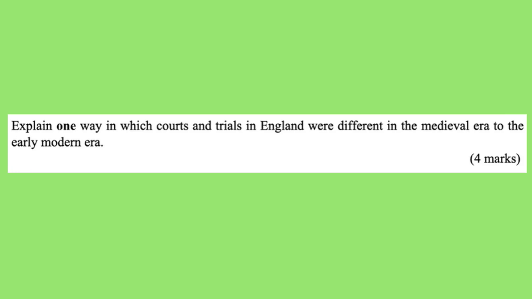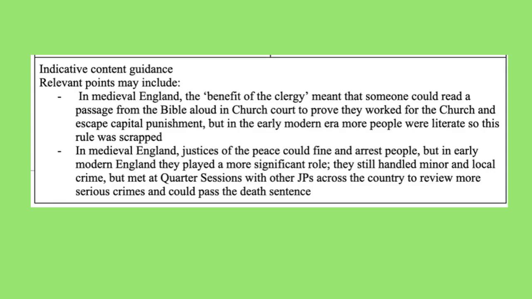So this is taken from the option on crime and punishment. And the question says, explain one way in which courts and trials in England were different in the medieval era to the early modern era. 4 marks. This is the mark scheme. So one example of a point you could make would be the difference in the role of the church.